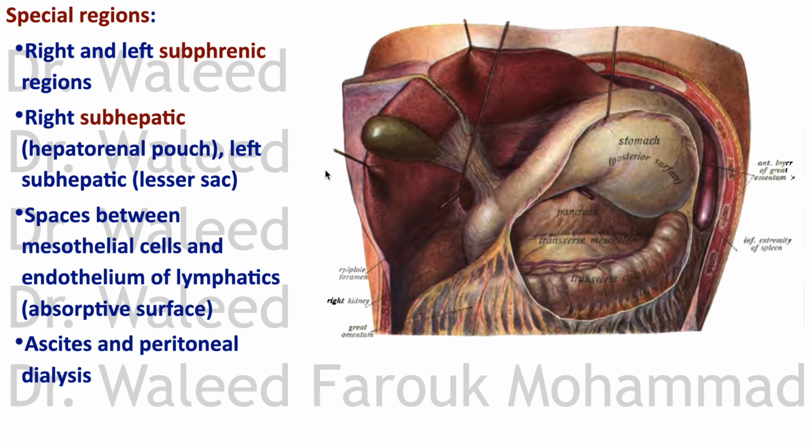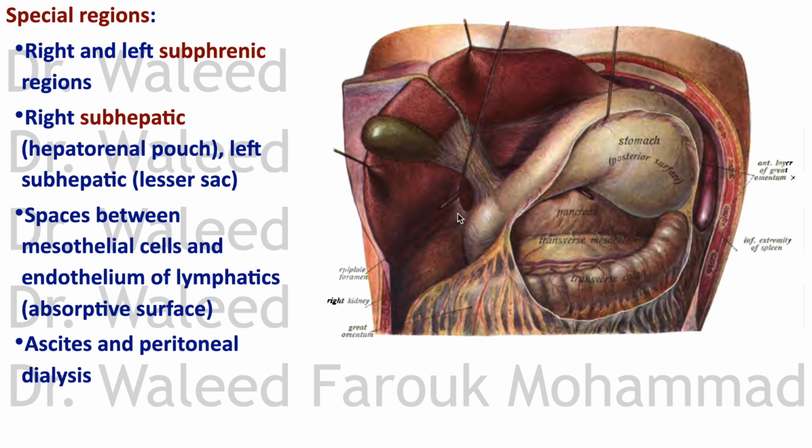Special regions, like the region below the diaphragm, it's called the subphrenic space. It's separated into right and left by the falciform ligament. It's not showing here because the liver is being reflected upwards. So we have a right subphrenic and left subphrenic. Left subphrenic with the fundus of stomach and spleen in it, and the right side is the liver and the upper part of the suprarenal and kidney.